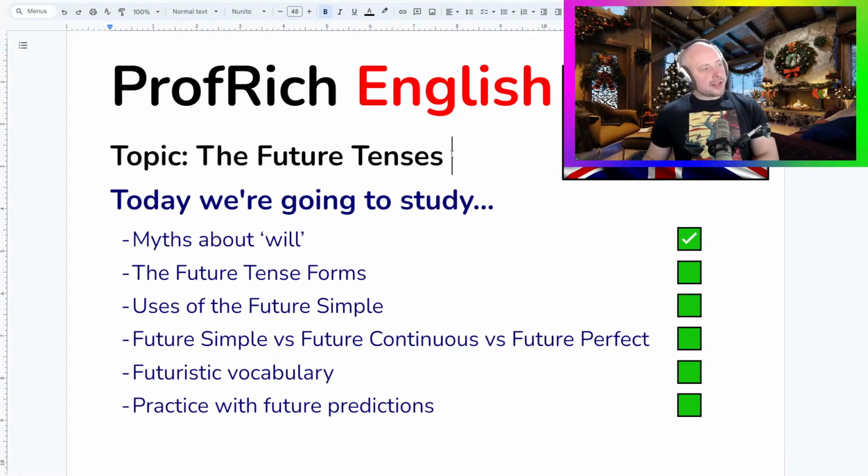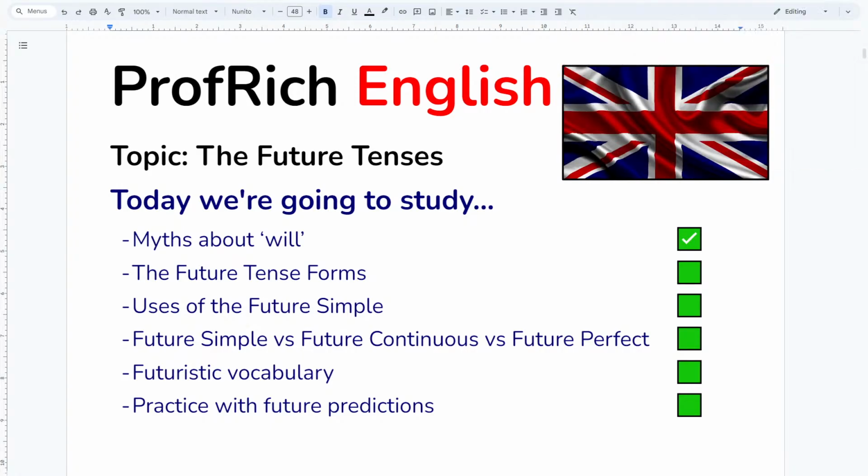All right, so here's our plan for today, folks. We can take a look at that. So, the plan today, we'll be talking about myths about will. We've done that. That was our quiz that we started with. Then we're going to look at future tense forms. We're going to look at uses of the future simple. We will look at future simple versus future continuous versus future perfect. We will look at some futuristic vocabulary. And then we're going to practice with future predictions.